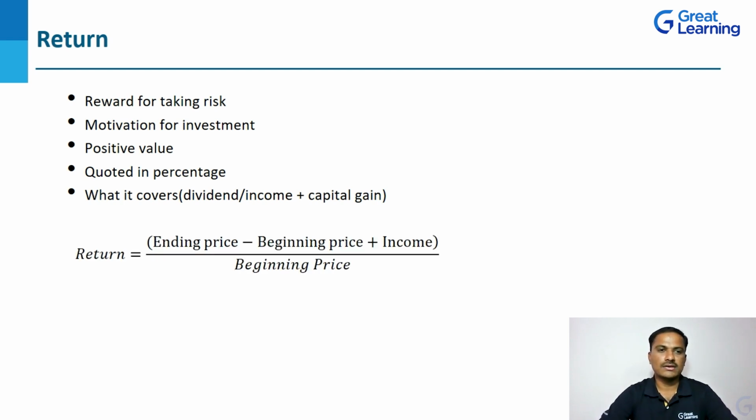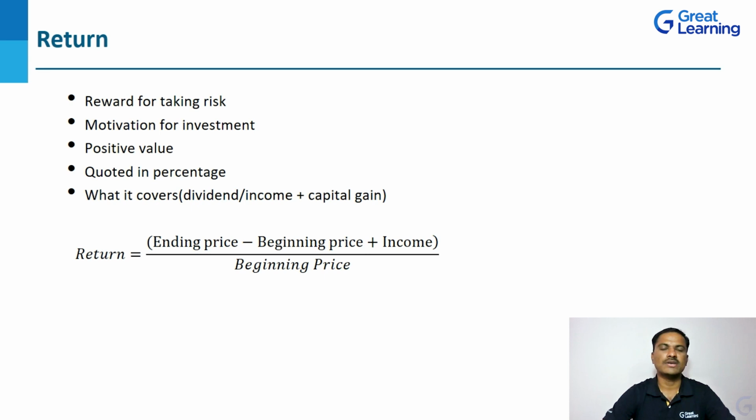As we have seen the calculation of beta, we calculated returns for it, right? So how do we calculate returns? We calculate ending price minus beginning price plus income, divided by beginning price. So what we did in the previous section: today's price minus yesterday's price, divided by yesterday's price. It is the same. Ending price is today's price, and beginning price is yesterday's price.